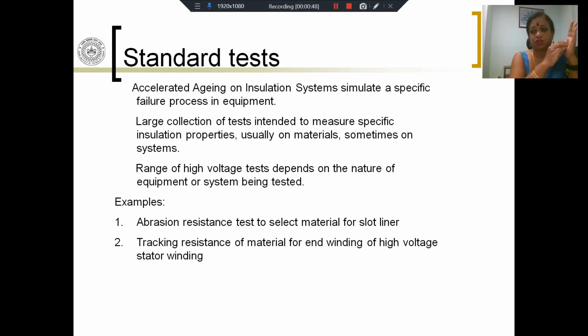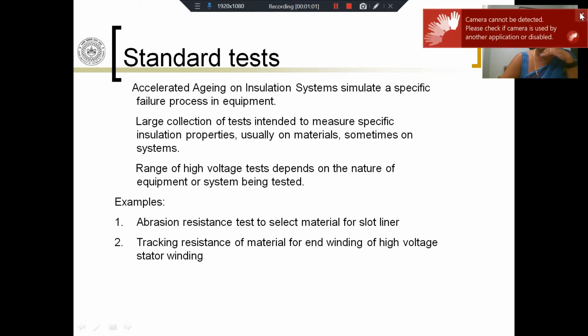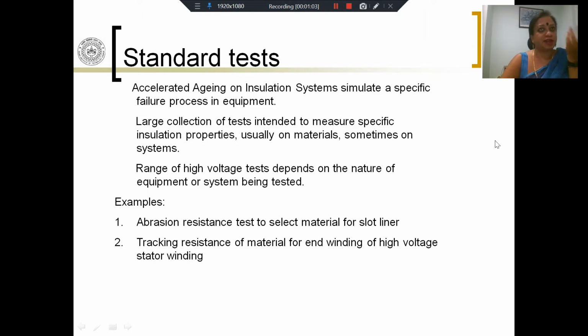We have, of course, talked about disruptive discharge or breakdown tests, which have to be done on any material before we can actually deploy it for insulation. But apart from that, we often use tests which are not directly related to the dielectric breakdown, or may not even be directly related to dielectric properties, but some specific properties of the material, which may be electrical or non-electrical properties.